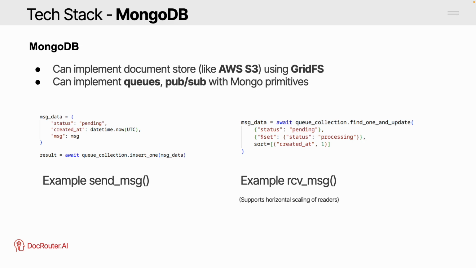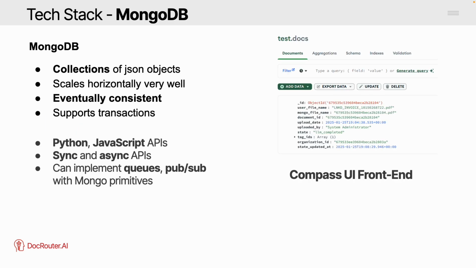Yes? I guess my question is regarding the choice of using like a non-relational database. Considering that you're trying to integrate with like ERP systems, which are relational databases and are transactionally consistent, how do you reconcile with that? That's a really good question.